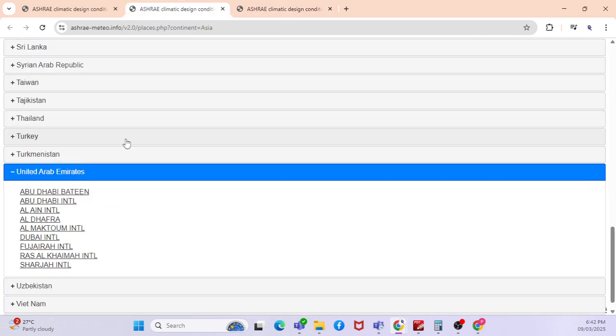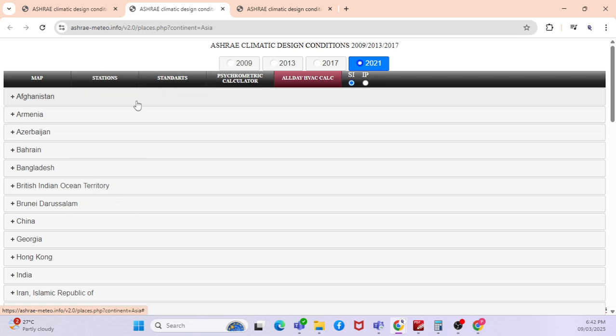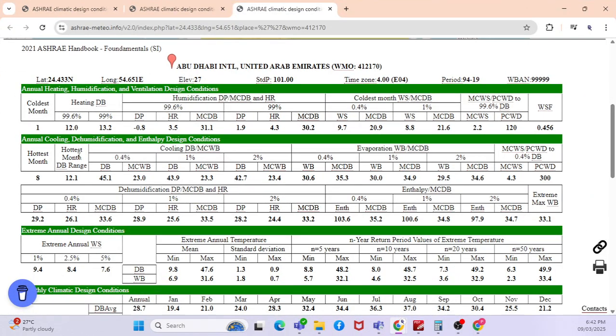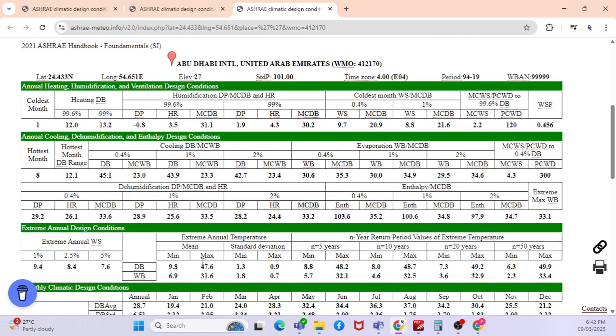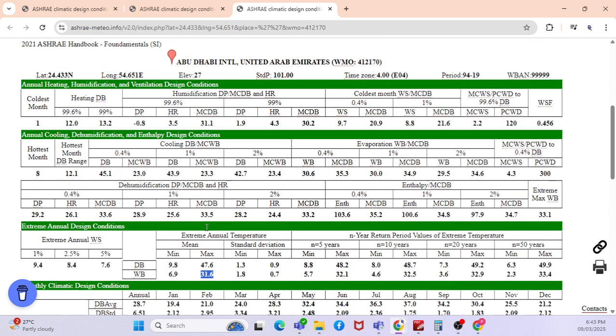You can access the global countries, for example Asia, North America, Latin America, Australia, Europe, Africa, Antarctica. All the globe you can access here, right? If you go to the next one, assume that this is your design condition for Abu Dhabi. You can see here what the extreme condition is. Normally, when we design the air conditioning, we go to the extreme design condition, 47.6 and 31.6 degrees Celsius, right? This is the extreme maximum design condition. So that understanding, we should gain that knowledge.